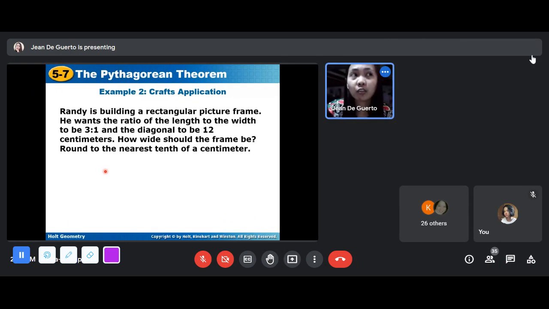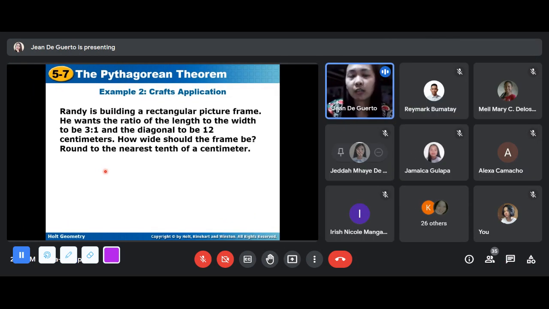Because if you are going to recall, sa properties ng rectangle natin, all the angles of a rectangle is 90 degrees. So if you're going to draw a diagonal, you form two congruent triangles, and those triangles are right triangles. So yung diagonal will become the hypotenuse of our triangle, and 3 will be the length of the longer leg, while 1 would be the shorter leg. Yun yung ratio ng legs ng triangle natin, yung 3:1.